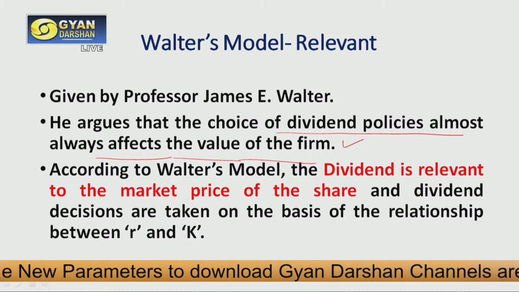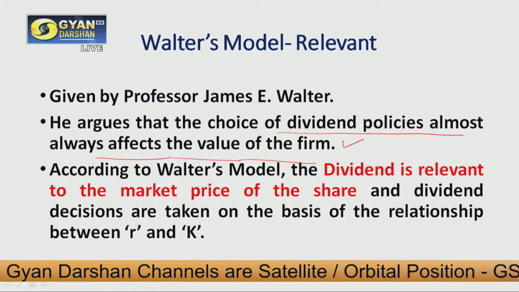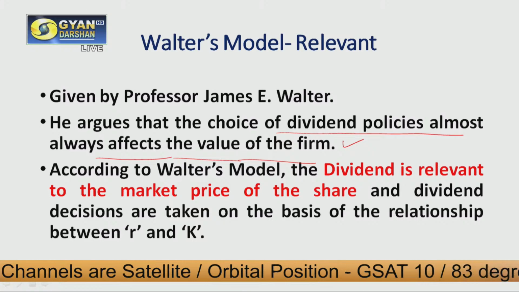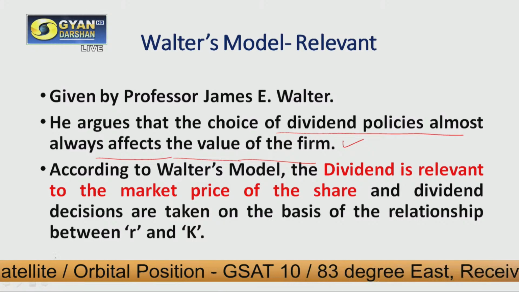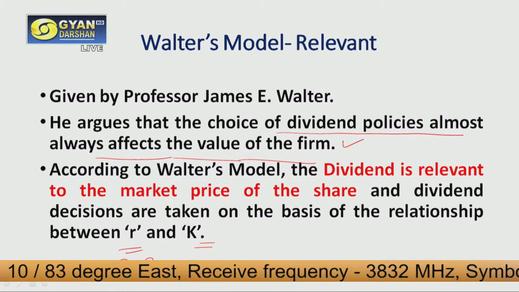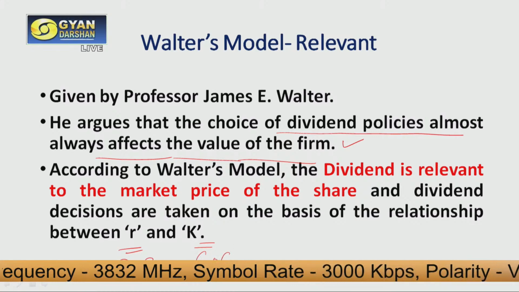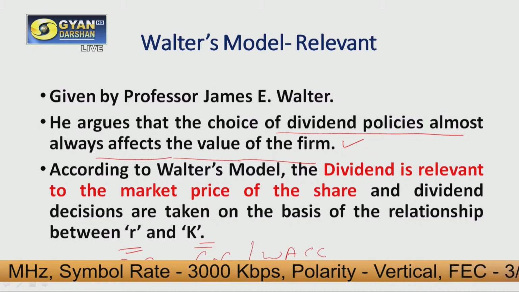Now, according to Walter's model, the dividend is relevant to the market price of the share, and dividend decisions are taken on the basis of the relationship between R and K. Now what is R? R is our return, or I may also call it rate of return, whereas K is our cost of capital. That is our overall cost of capital, or I may also call it WACC. So when the relationship between these 2 components is formed, then we are in a position to make our dividend decisions. This is what the Walter model says.